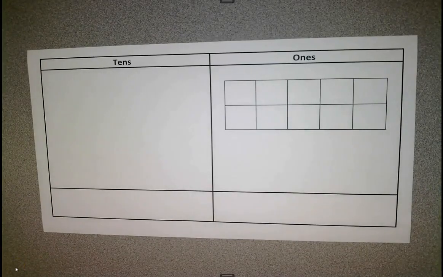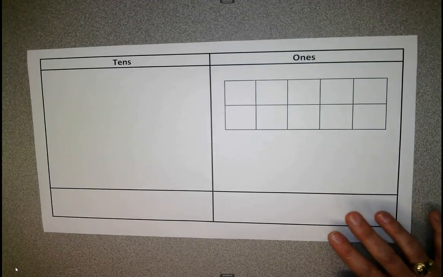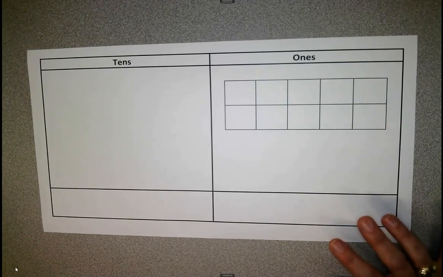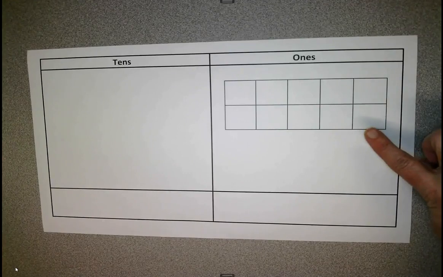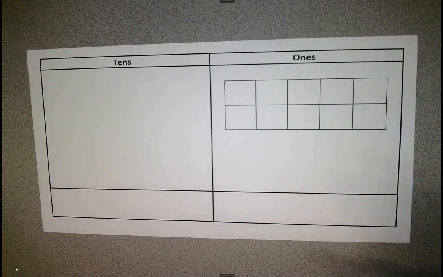Today I'm going to show you how to introduce the place value chart to your students and how to make a 10. This is the place value chart that we recommend that you begin with your students in first grade, because we can notice that we have a 10 frame here on the place value chart, which is going to help the students use and notice when they have built a 10.